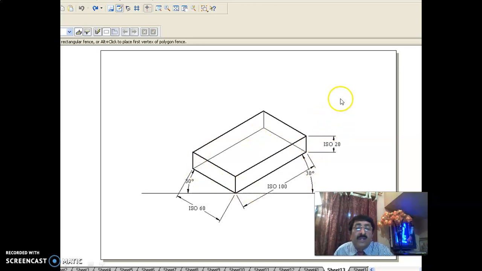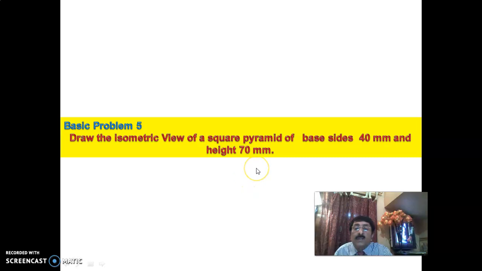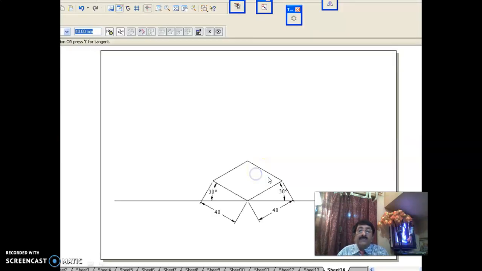Now, draw the isometric projection, the isometric view, of a square pyramid of base sides 40 and height 70. You see here, I want to draw a square pyramid in isometric. It can be isometric projection or isometric view. What I am doing is, draw one line, 30 degree, 30 degree. This is 40 and 40 you draw. Anyway, these are all isometric edges only.